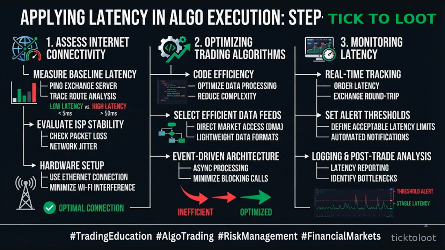So, how can you apply latency in algo execution in a practical way? The first step is to assess your internet connectivity. Make sure you have a fast and reliable internet connection. The next step is to optimize your trading algorithm. Use techniques such as caching, buffering, and parallel processing to minimize latency. The third step is to monitor latency. Use tools such as latency meters and network monitors to track latency and identify areas for improvement. By following these steps, you can minimize latency and improve your trading performance. In the next scene, we'll discuss how latency in algo execution connects to risk management.